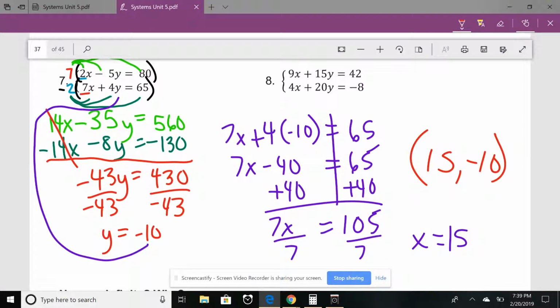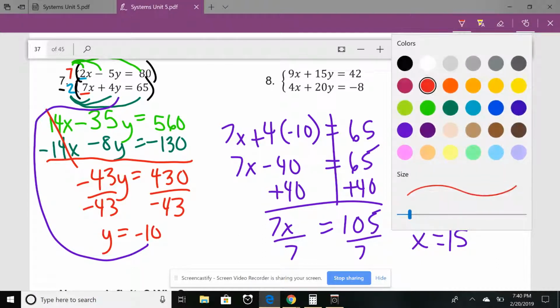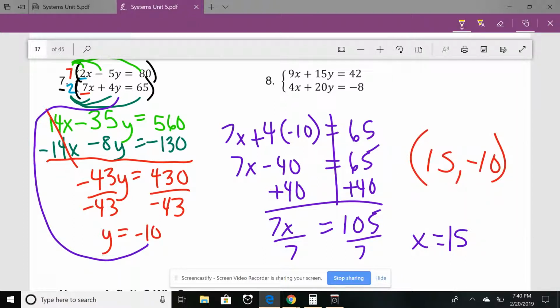So unlike the other ones we've done before, this one doesn't cancel out right away, and you can't just multiply one of the equations by a number. You have to multiply both equations by a number in order for one of the terms to cancel. For example, here we wrote the 7, here we wrote the negative 2. That way after we distribute, the x's cancel.